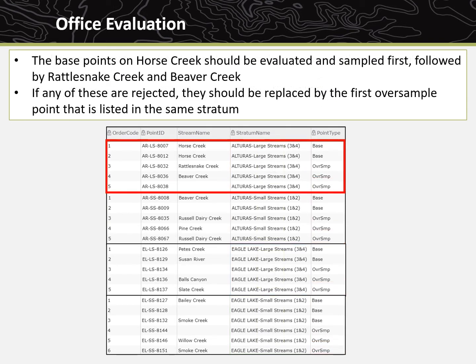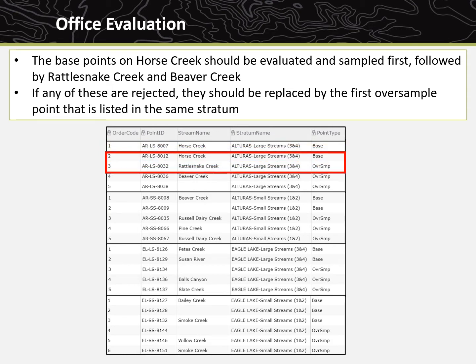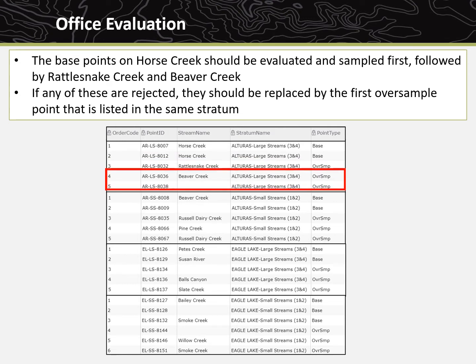For example, in the Alturas Field Office Large Stream Stratum, the base points on Horse Creek should be evaluated and sampled first, followed by Rattlesnake Creek, Beaver Creek, and lastly an unnamed creek. If any of these base points are rejected, they should be replaced by the first oversample point that is listed within the points layer within the same stratum. This replacement is made in order to ensure the sample size is met.